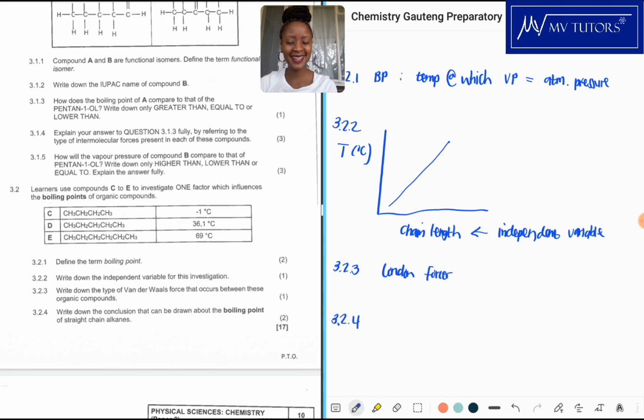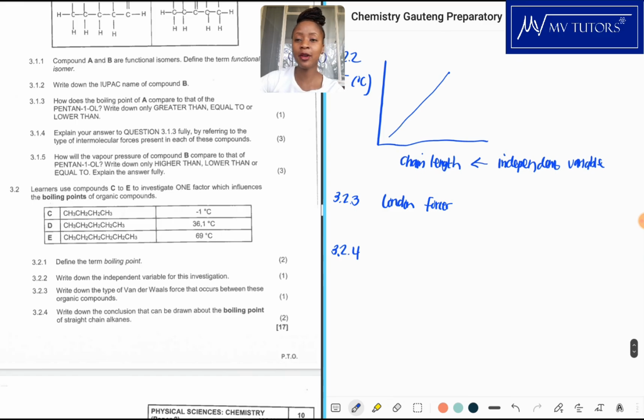Is that the last one? Yes, quite a short question. It says write down the conclusion that can be drawn about the boiling point of straight chain alkanes. Okay, so we can say, looking at our graph there, that the longer, you can even not use an arrow, so the longer the chain length, the higher your boiling point. Okay, and that's it. We're done with question 3. See you guys in question 4.